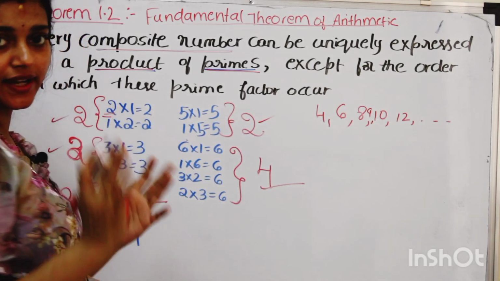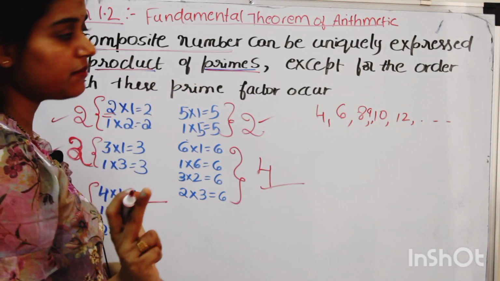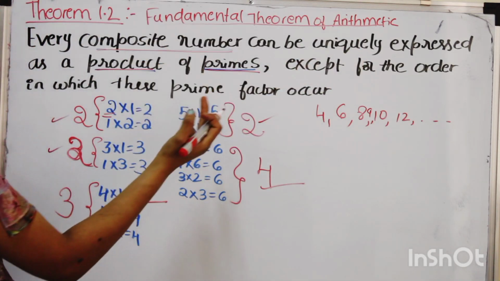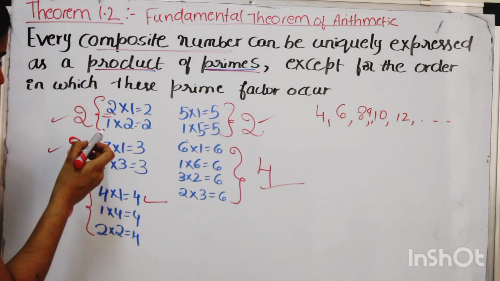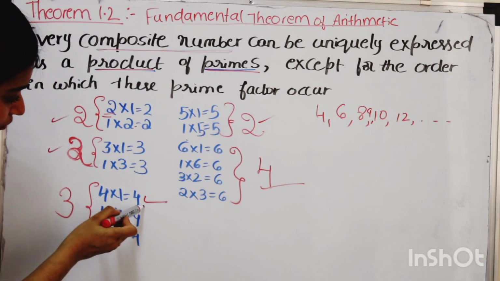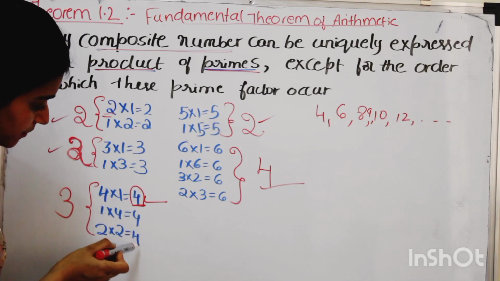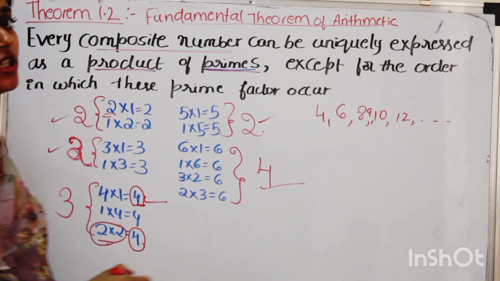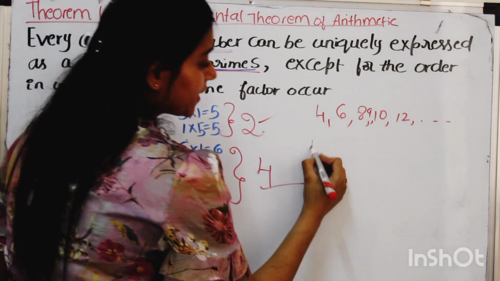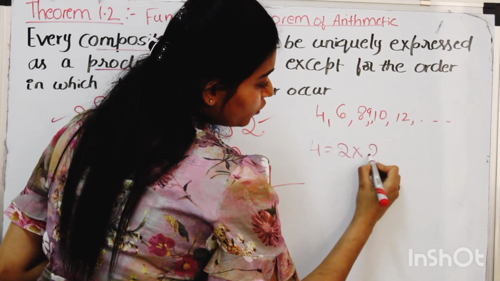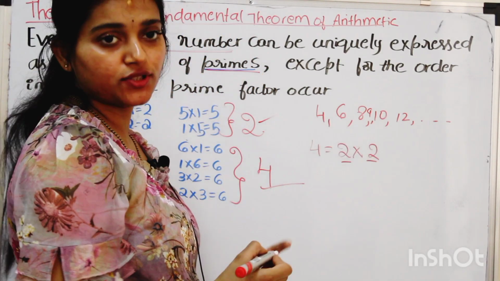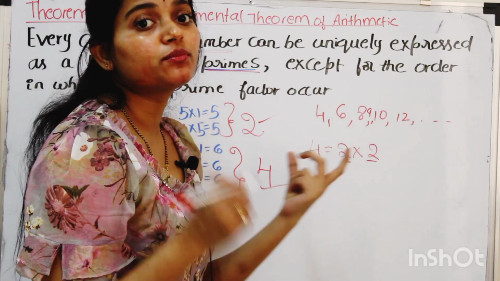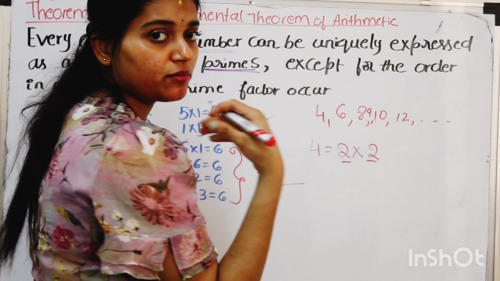If a number has exactly 2 factors, then it is called a prime number. Here they told that a composite number can be expressed as a product of primes. So 4 is a composite number, and it can be written as 2 into 2. 2 is a prime number. You can write a composite number in the form of a product of prime numbers.